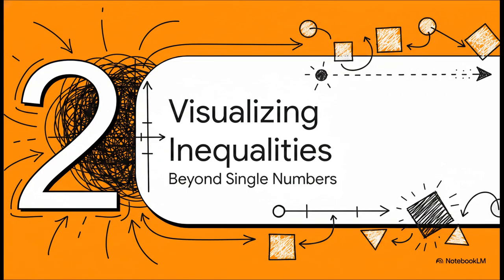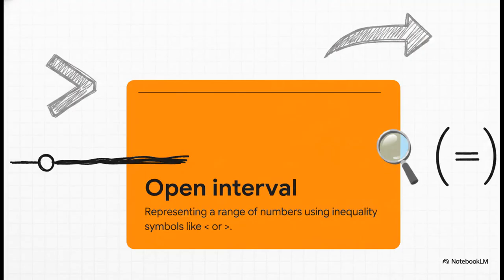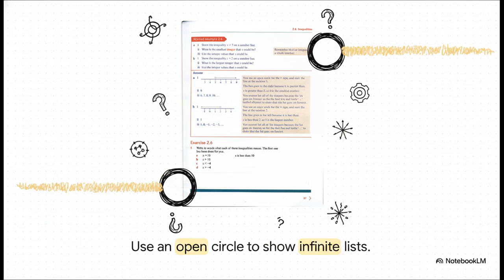Which brings us to Section 2, Visualizing Inequalities. This is where we move beyond just single numbers. So, you know how in standard algebra, a letter just stands in for an unknown number, right? Well, what happens when that letter doesn't just equal one single thing? That is exactly where an open interval comes in. By using inequality symbols like less than or greater than, we can actually represent a whole range of numbers. We're no longer just saying, hey, x equals 4. We're saying x could be absolutely anything greater than 4. It's infinite. And this brilliantly illustrates exactly what we're talking about.